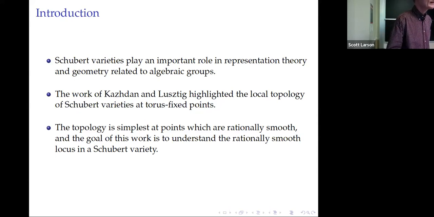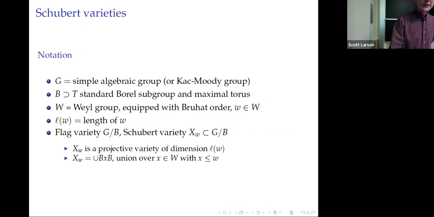Now, understand means really to describe in a conceptual way, so that in the sense it can be calculated. The general setup is this notation. G is a simple algebraic group or a Kac-Moody group, and B and T will be a standard Borel subgroup and maximal torus. W is the Weyl group, and this will all become very concrete in a few minutes. The Weyl group is equipped with the Bruhat order.